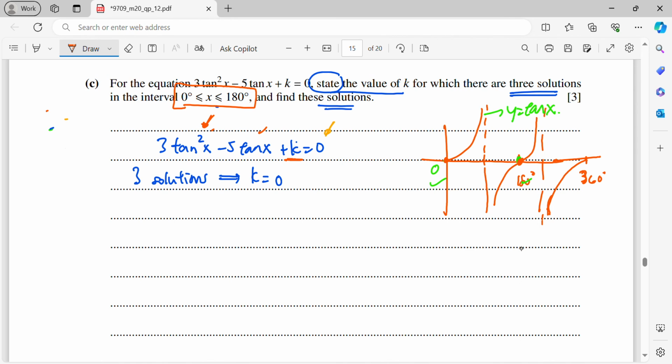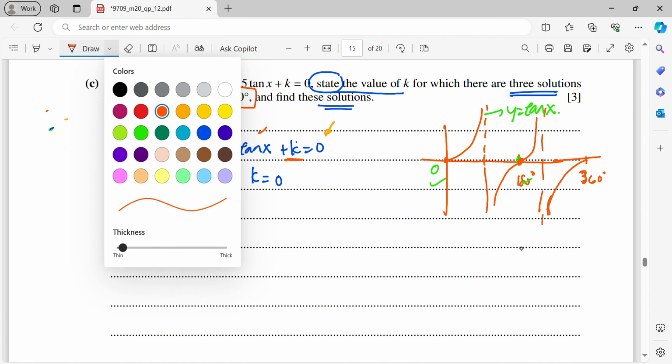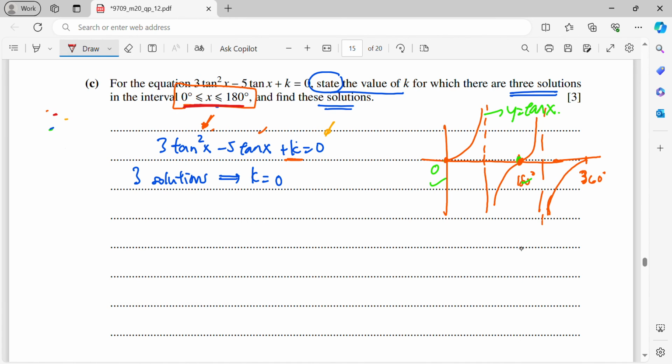And then another one you can get from the tangent graph. The other tangent value, because you are just given the first two quadrants. In the first two quadrants, we know that the first quadrant is positive for tangent, but not the second quadrant. So it means that I will have one angle from the other tangent value. Therefore, my k must be 0. Otherwise, you will not get three solutions. You will only get two solutions when you let k be other values.